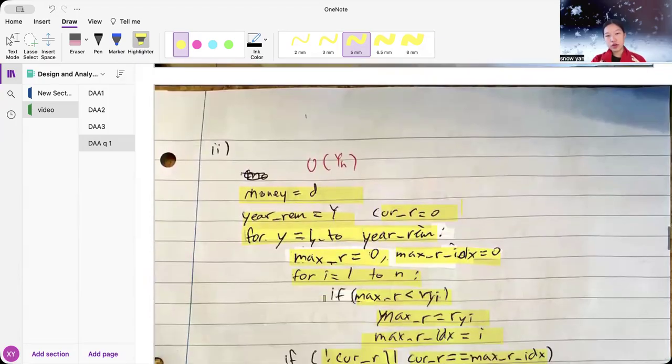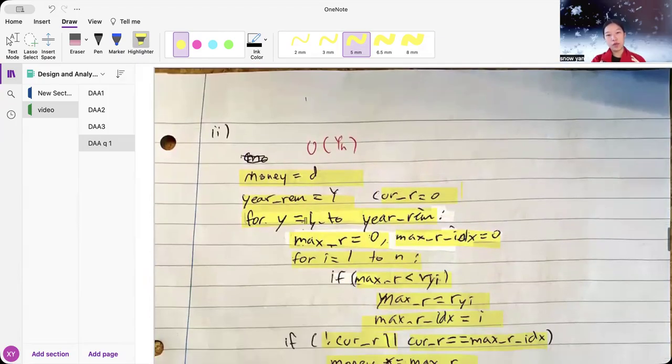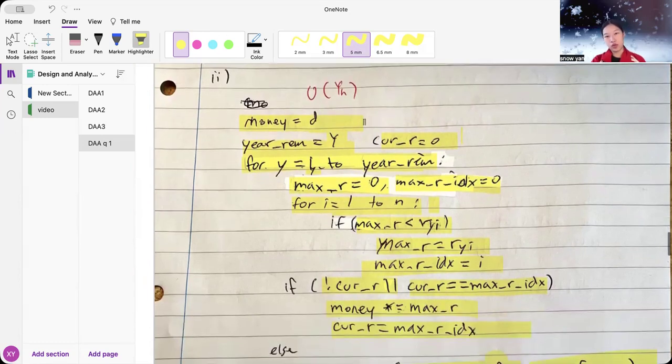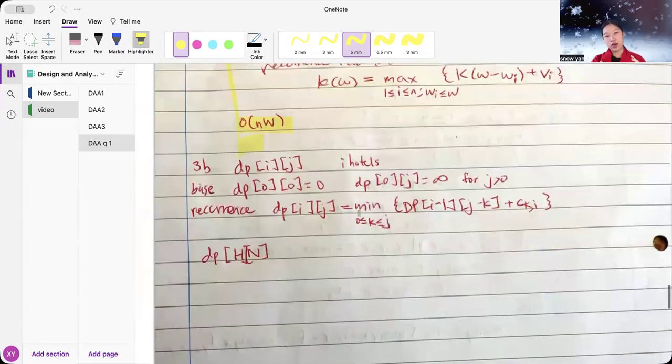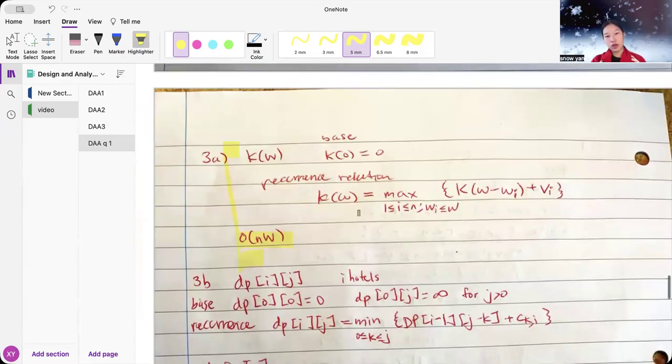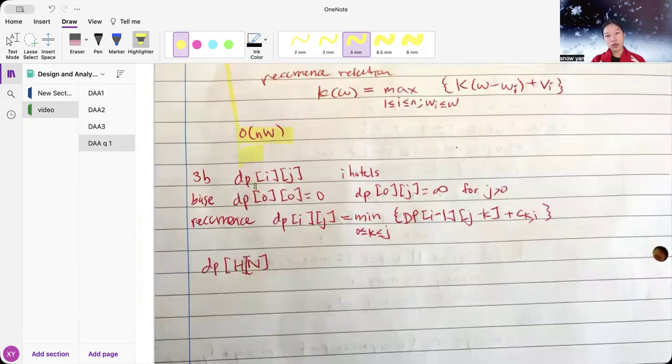Because we have two for loops, we go from one to years remaining and then from one to N. So basically what we do is years remaining times N. So our complexity would just be YN. So it would just be an N squared algo. Yeah, and for part B, this was a properly written up thing where this is a recurrence.